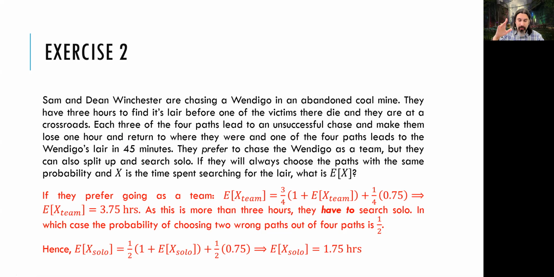Then, out of these 6 pairs, there are only 3 correct choices. So, for example, if the correct road is A, there's AB, AC, and AD. 3 different pairs going to the correct choice. So, it's 3/6, which is 1/2. The success rate is 1/2, so the failure rate is 1/2 as well. So, with 1/2, we are looking for 1 plus the expected value of going solo, plus 1/2 times 0.75. This gives us the expected value of finding the right path solo: 1.75 hours, which is much better than 3 hours.